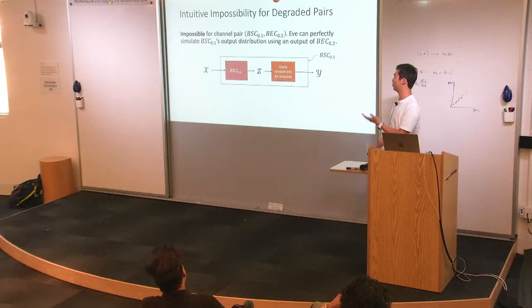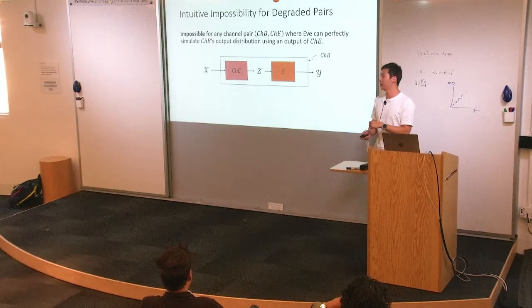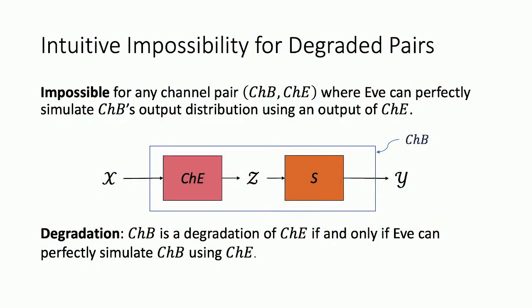So intuitively, there's no advantage for Bob. And in general, this is true whenever Eve can perfectly simulate Bob's channel output. We call these degraded channel pairs. In this setting, we say that channel B is a degradation of channel E if and only if Eve can perfectly simulate Bob's channel with her channel.